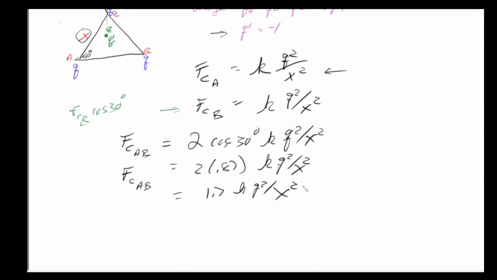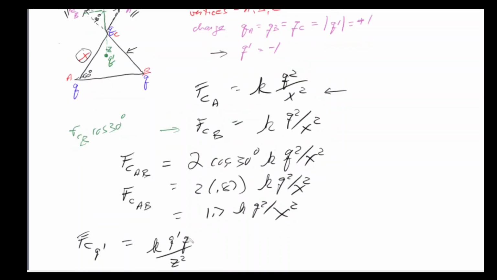Now we want to know what the force is on C due to Q prime, which is in the middle of the triangle. So that's equal to K times Q prime times Q over Z squared. And we're going to call the distance from C, Z. That's the distance.